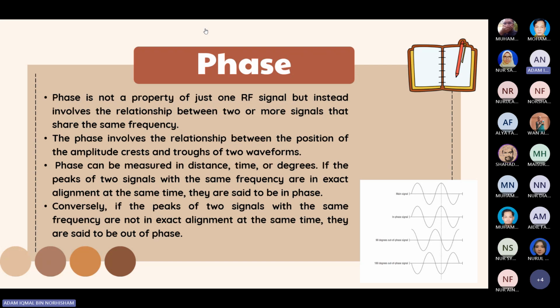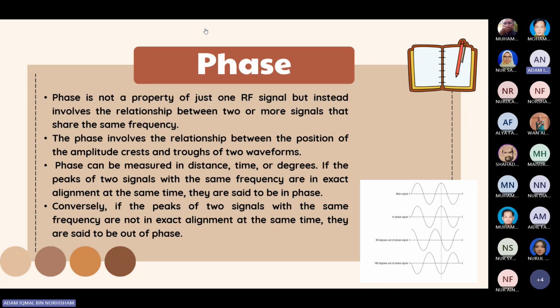So, phase is not a property of just one RF signal, but instead involves the relationship between two or more signals that share the same frequency. The phase involves the relationship between the position of the amplitude, crests and troughs of two waveforms. Phase can be measured in distance, time or degrees. If the peaks of two signals with the same frequency are in exact alignment, they are in phase. If not, they are not.